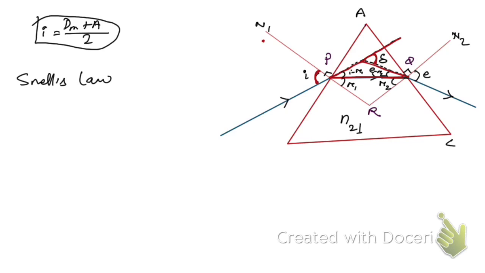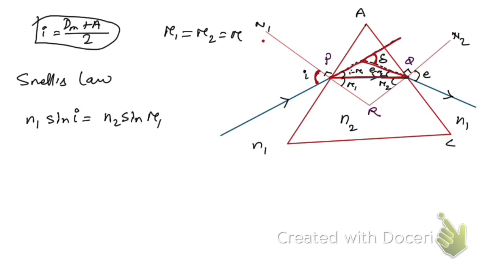that if the medium surrounding this prism has refractive index n1, and the material of the prism is n2, then if we consider only refraction at this surface, we can write Snell's law like this: n1 sine i is equal to n2 sine r1. Since I have already told you that for minimum deviation i1 equals i2, and r1 equals r2 equals r, we replace this r1 by r only, simply. Hope you have understood this.